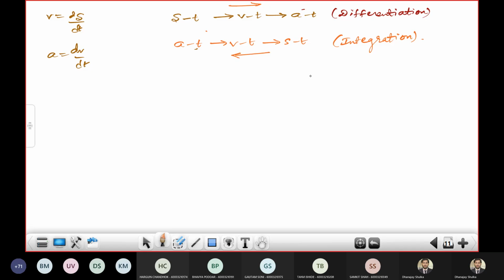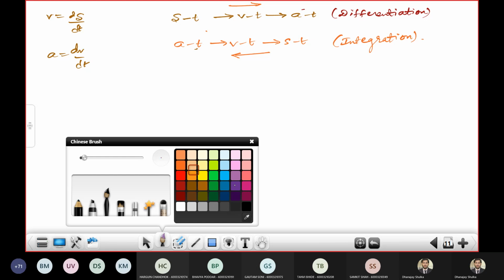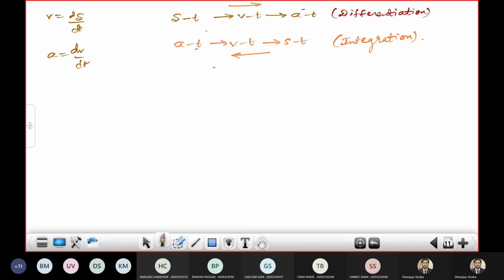For example, let's say I have S equal to some equation, let's say 3t square. Or you can say 3t cube. So we will get ds by dt. What will I get here? Can you tell? 9t square. Am I correct?